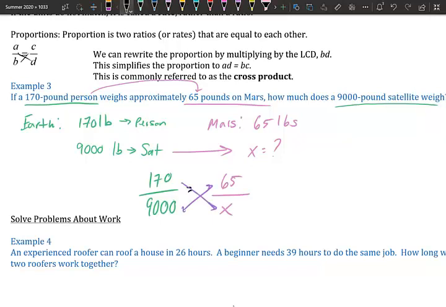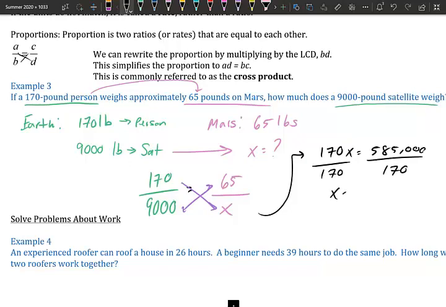So when we cross multiply, we have 170 times x, which is 170x. 9,000 times 65 is 585,000. Divide by 170. And we get x is approximately 3,441 pounds. So a 9,000-pound satellite on Earth is about 3,500 pounds on Mars. Fun fact, by the way.